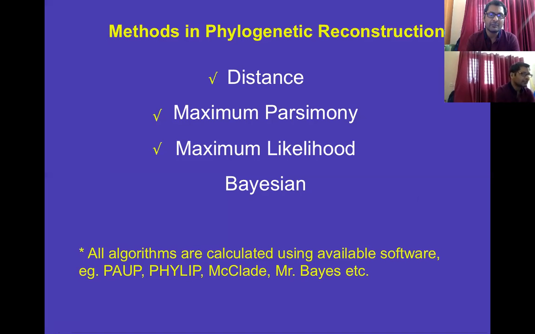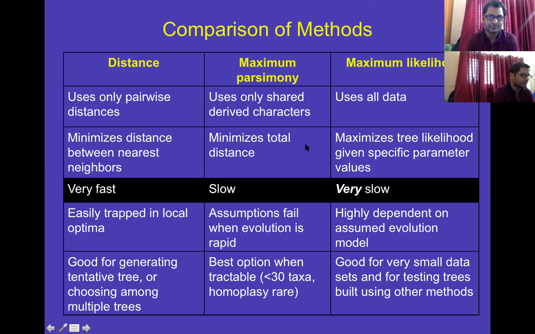Then the methods of making phylogenetic trees. There are three methods which we generally use: the distance method, like the neighbor joining method, then maximum parsimony and maximum likelihood. All of these are different algorithms which help in making different kinds of phylogenetic trees. All three are important, and depending on your requirement, these algorithms can be used.